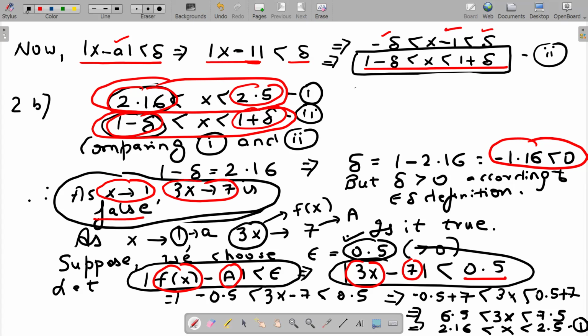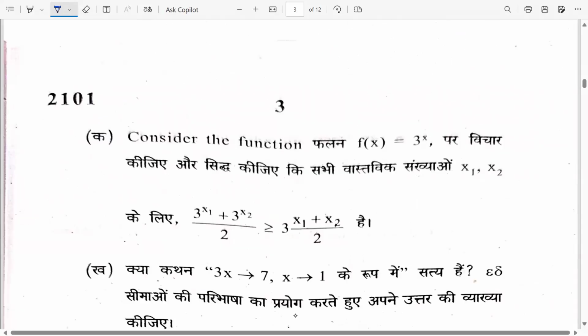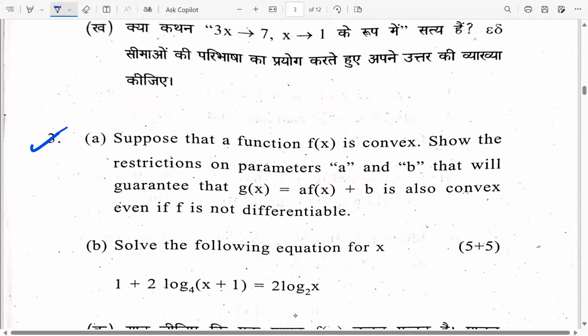So this is where I stop in this lecture. In the next lecture, I'm going to start with the discussion of question number 3. This is something I intend to solve in the next lecture. So I stop in this lecture.